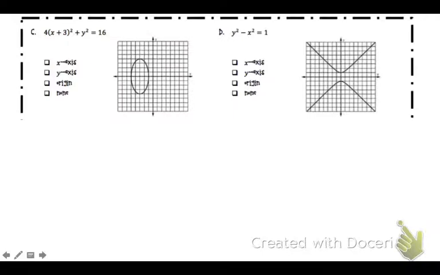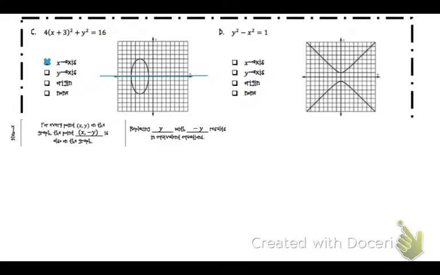Okay, let's look at C. This is not symmetric with the y-axis, because if I fold over that, it's not going to do anything. It is symmetric with the x-axis. So I'm going to check this by replacing my y's with negative y. So I have 4 times (x plus 3) squared plus (-y)^2 equals 16. (-y)^2 is positive y squared, which is the same equation, so we're good.